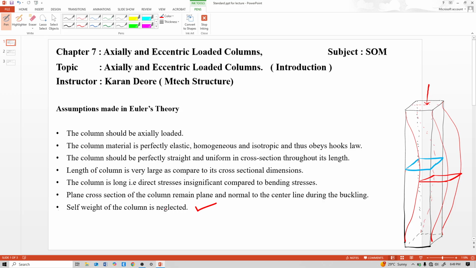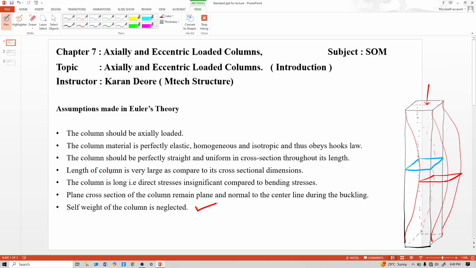First, the column should be axially loaded. Second, the material is perfectly elastic, homogeneous and isotropic, and obeys Hooke's law. So this is the material assumption. The first is the load assumption, and third is the column should be perfectly straight and uniform in cross section. So the third is a geometrical assumption.